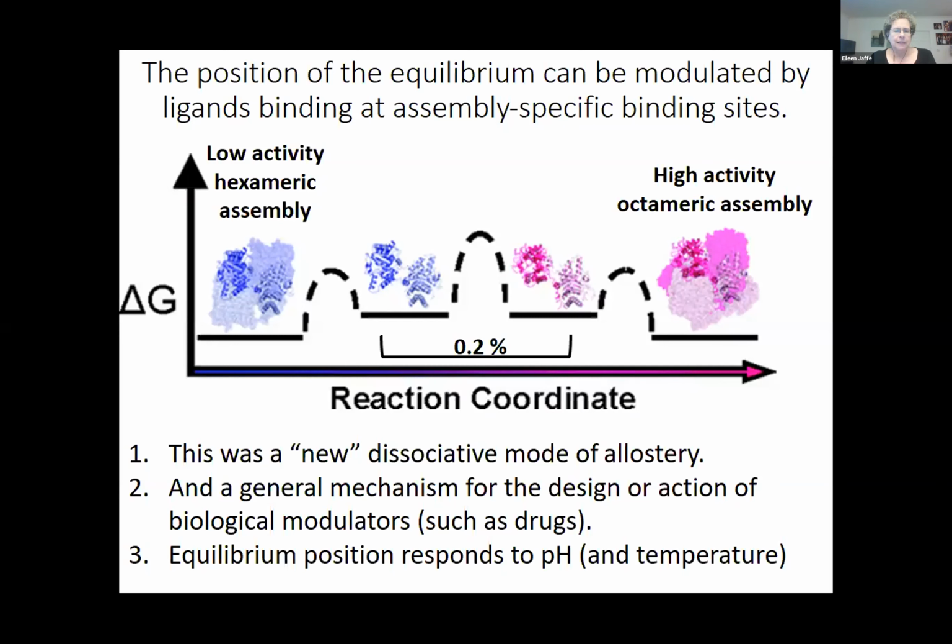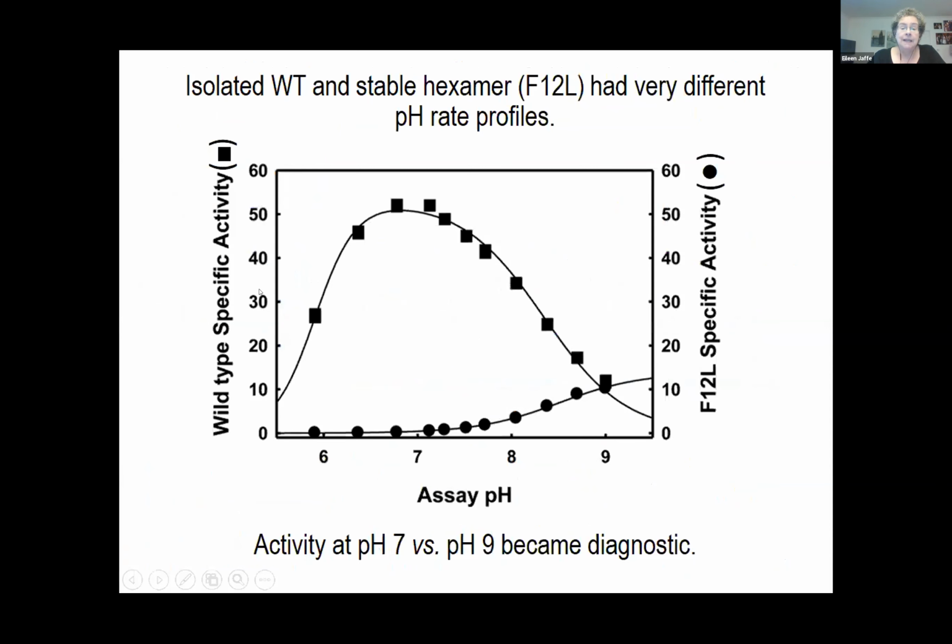And most interestingly, because this has to do with the coming apart and going back together again of multimeric proteins, the equilibrium responds to pH. And here I'm going to show you my one data slide. Oh, I'm sorry. Here's the allosteric ligand binding site. Its position is a subunit interface that is present in the octamer, but not present in the hexamer. Okay, this is my data slide.